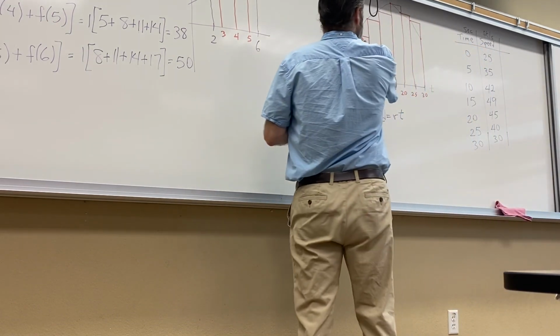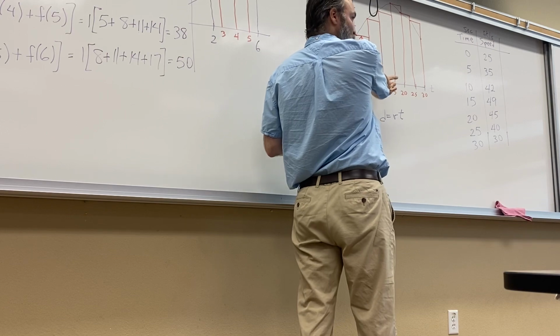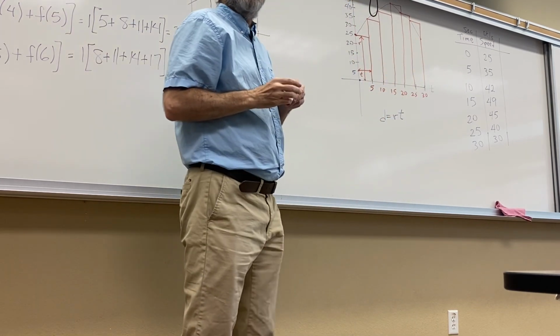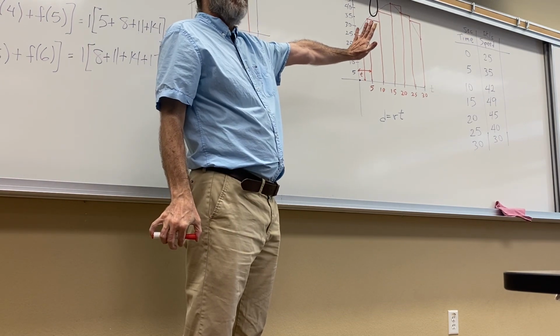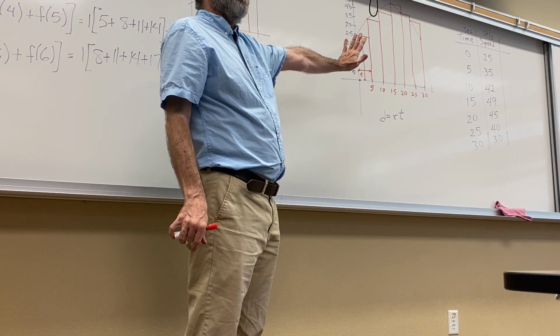This rectangle is the distance that we traveled in the first 5 seconds. This is the distance in the next 5 seconds. Next 5, next 5, next 5, next 5, all the way to the end. Which means if we add up the area of all of those rectangles, that will be how far we traveled, total. Okay?